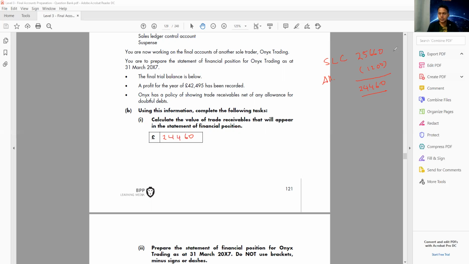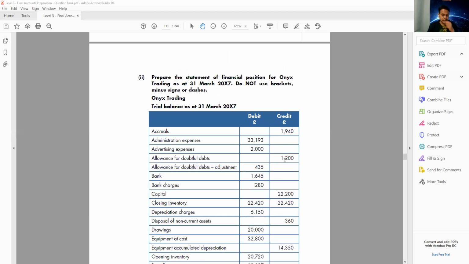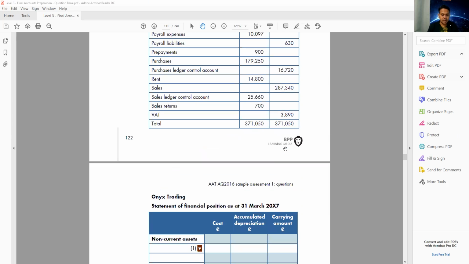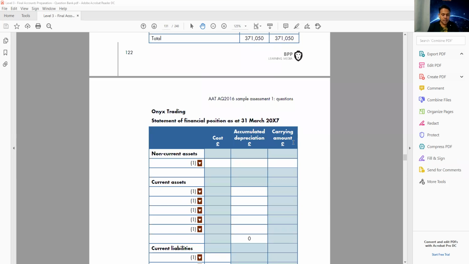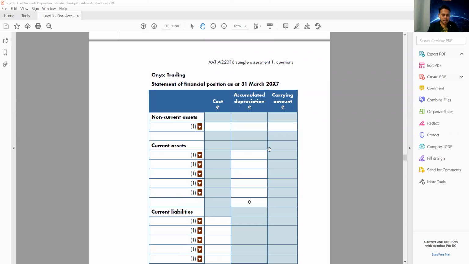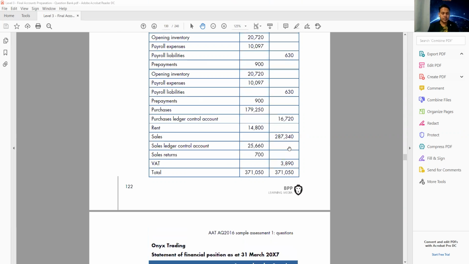All right, so let's move on to the next question, the next requirement. What is the next requirement we have? That one we can see is our statement of financial position. We can see the trial balance. Let's have a look at what they're asking to prepare. So they're asking to prepare non-current assets, current assets, so statement of financial position basically. So let's take the figures from here, what we need.